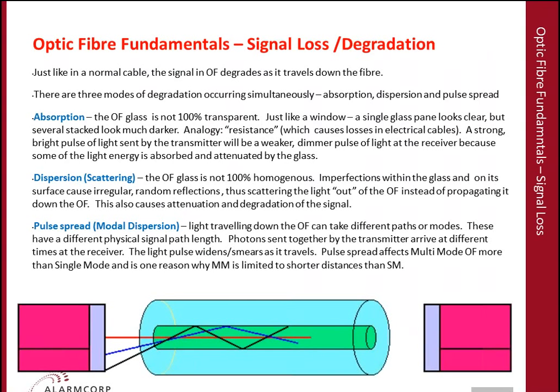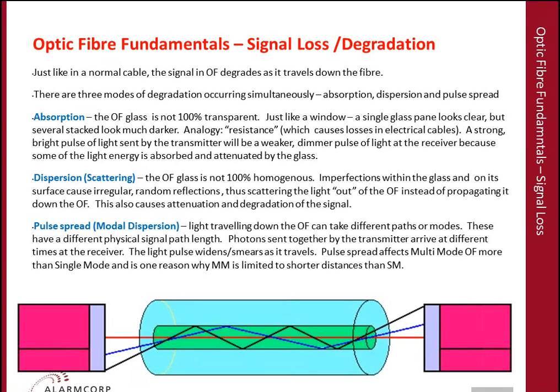Absorption. The optical fiber glass is not 100% transparent. Think of it as like a window. If you look through a single window pane, the glass looks clear. But if you've ever seen a glass carrying truck carrying several window panes together, you'll notice that the glass looks somewhat green. So the analogy is resistance. As a light source travels down the fiber, because the material absorbs some of the light, a strong, bright pulse of light will be a much weaker, dimmer pulse when it exits the fiber. So that is the method of absorption.